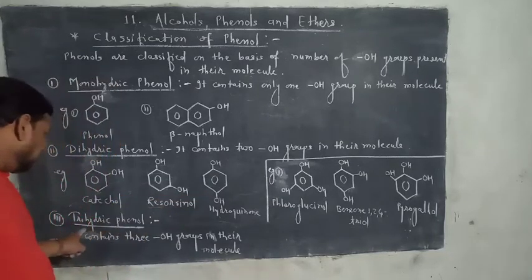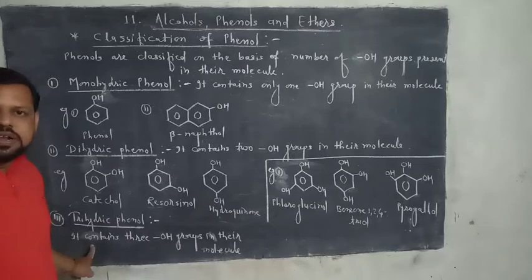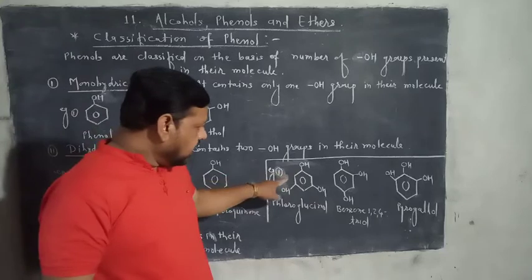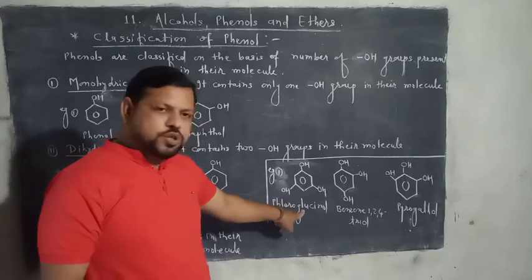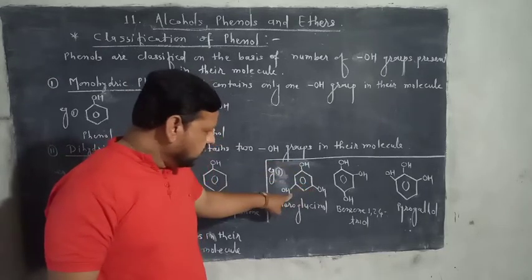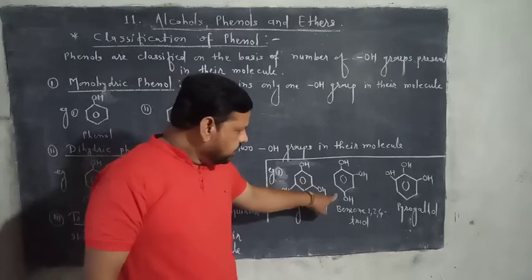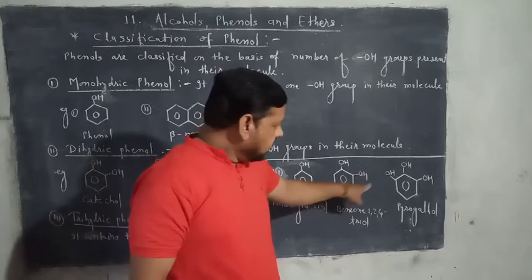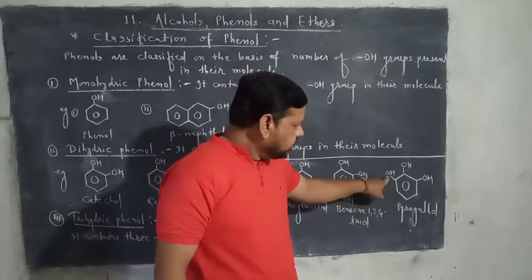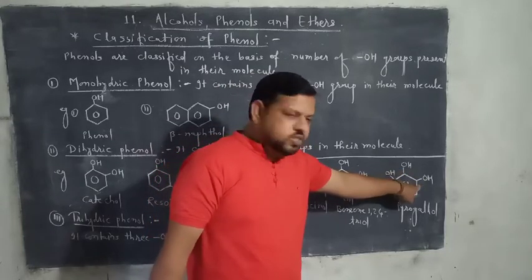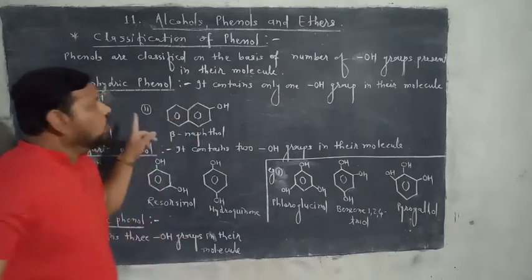And the third class is the trihydric phenol. Trihydric phenol means it contains three hydroxyl groups in its molecule. See here, examples. First, phloroglucinol, which contains three hydroxyl groups, 1, 2 and 3. Then second, benzene-1,2,4-triol, 1, 2, 3. Then third is pyrogallol, in which there are three hydroxyl groups, 1, 2 and 3. These are the classification of phenols.